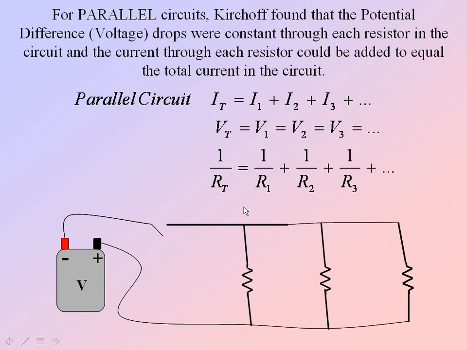Kirchhoff found that the total resistance of the circuit is much different than in series. Here you have to take the inverse of the first resistor plus the inverse of the second plus the inverse of the third, which will give you an answer which is the inverse of the total resistance. The more resistors you put into a parallel circuit, the less resistance you have as a total. Whereas with series, the more resistors you put into series, the higher the total resistance.